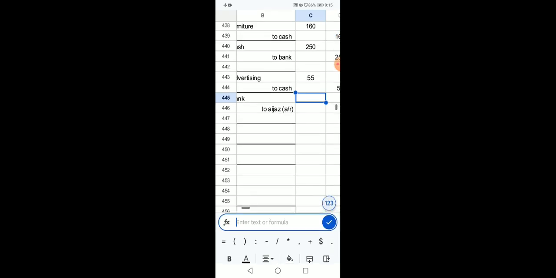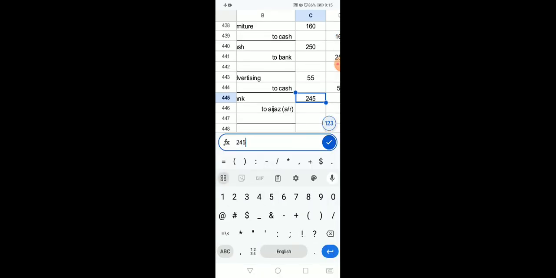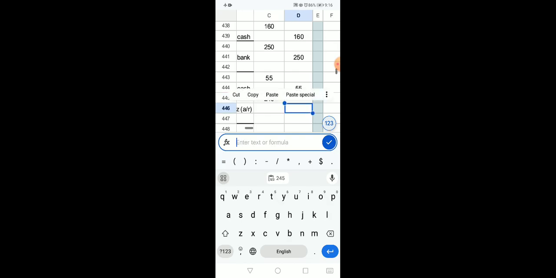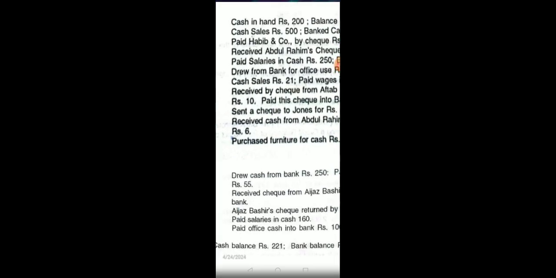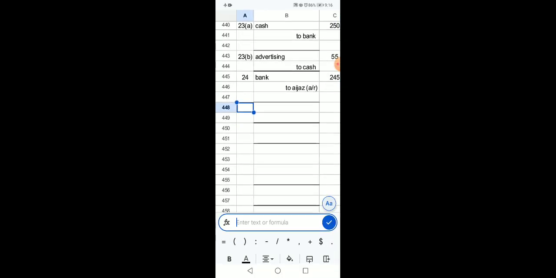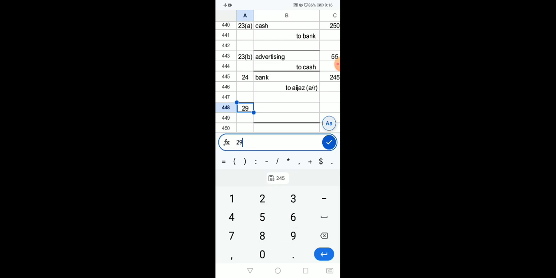Now let's see for 24. The amount was 245, and let's see if there is anything else. No discount. So 245 will be written on the debit side, and the same amount you need to post on the credit side. This way entry number 24 is completed. Let's see what the next entry is. 29. So you are going to write 29 in the date column.